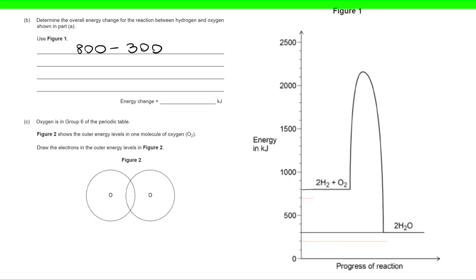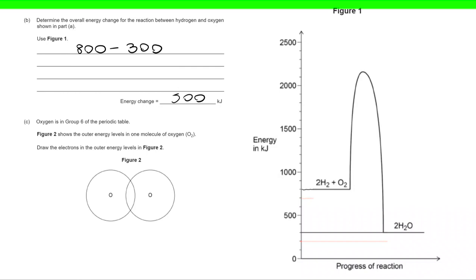Moving on to part B, and we have got here the overall enthalpy change. Now, I've already spoken about this in the previous question, but to work out the energy change, you need to look at how much energy the reactants have and how much energy the products have. So I've brought the graph over and I've extended the lines across. You can see that the reactants have 800 kilojoules, the products 300 kilojoules. So the overall change is the difference between the two, and that's 500.